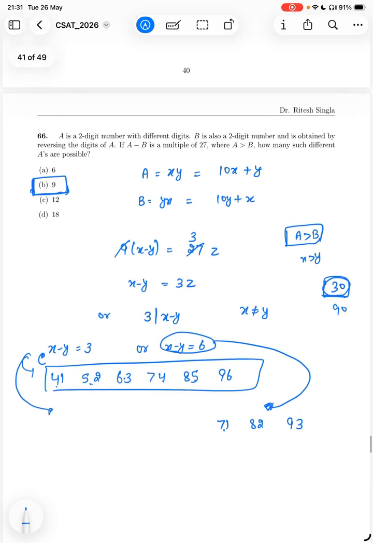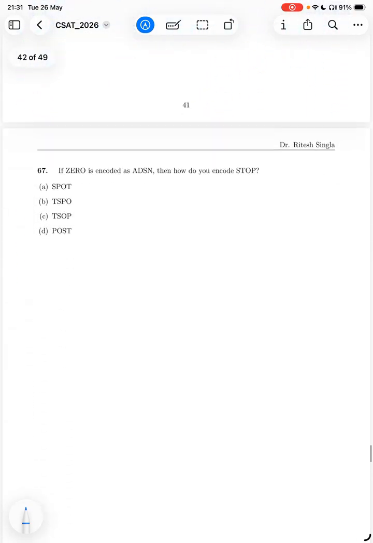Alright, let us move to the next question. If 0 is encoded as ADSN, this is one of the simplest questions. If you see, I am giving the numbers 1, 2, 3 and so on up to 26 to A, B and so on to Z. So basically what is it doing? For the first letter it is going to the next letter. For the second letter it is going to the previous letter. For the third letter it is again going to the next letter. And for the fourth letter it is again going to the previous letter.